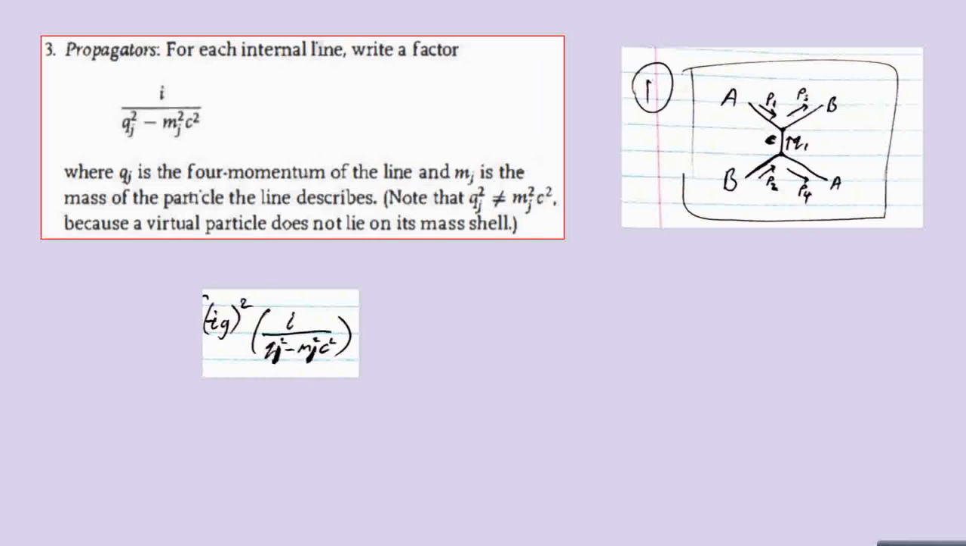The third step of the process involves propagators. For each internal line, we write down a factor of i over (qj squared minus mj squared c squared), where qj is the four-momentum of the line, and mj is the mass of the particle that the line describes. The label for our internal line is q1, and we only have one internal line, so we write down one factor, which would be i over (q1 squared minus m1 squared c squared).